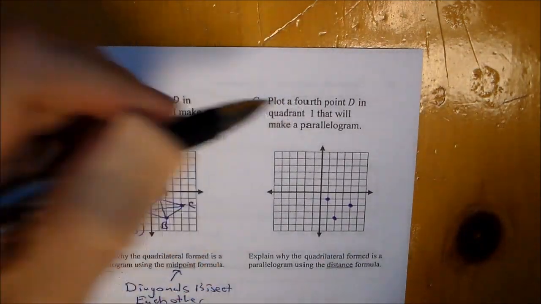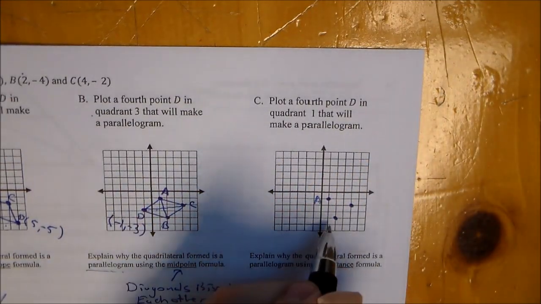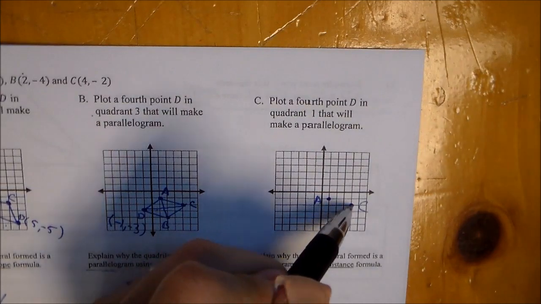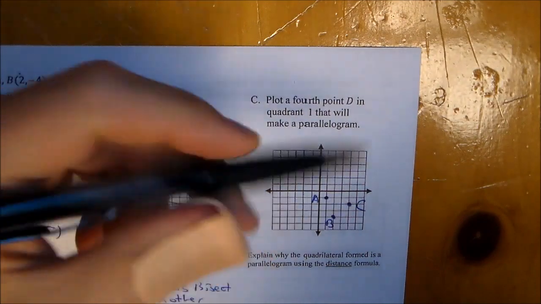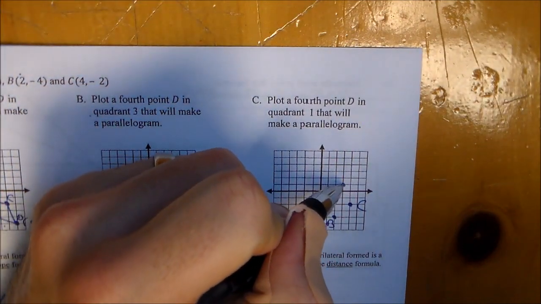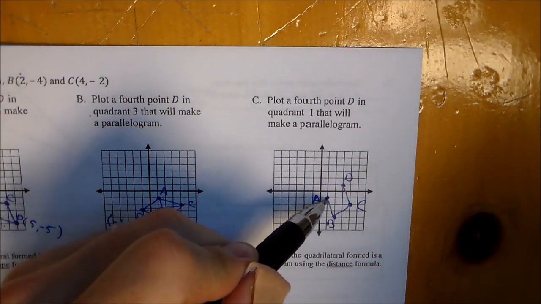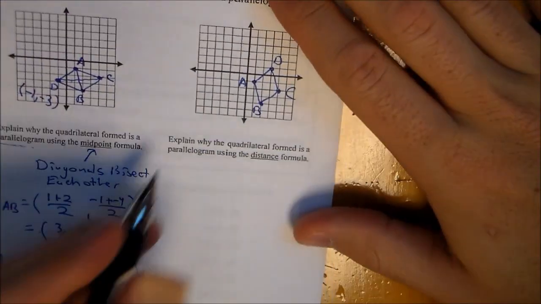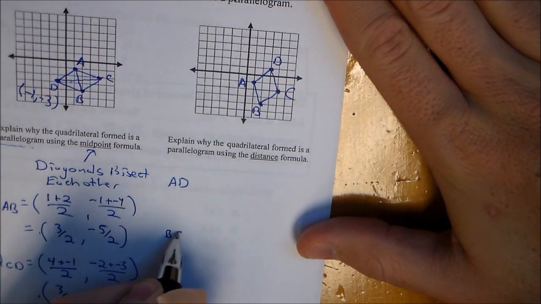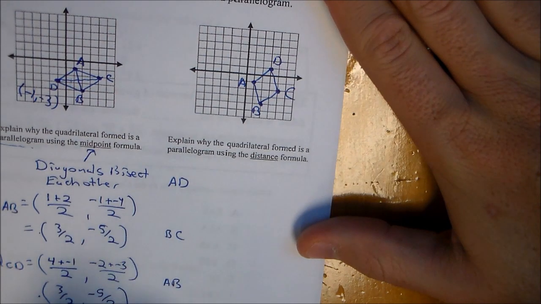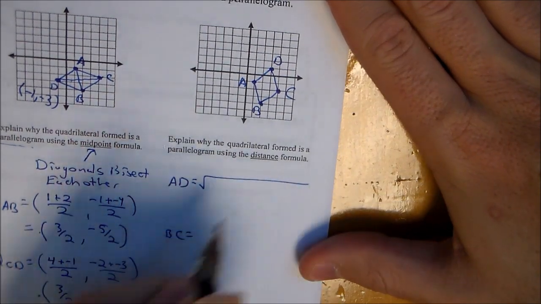For part C, we need to find a fourth point in quadrant 1, which will be up here. Let's label A, B, C. So if we look B to C, we went up 2, over 2. So we go over 2, up 2. We're going to do the same thing with A, and it puts us at our new point of D here. So now we're going to use the distance formula. So for the distance formula, we're going to find the distance of AD and BC. Then we're going to find the distance of AB and CD, and we want those sets to be the same, and that's going to tell us it is a parallelogram.